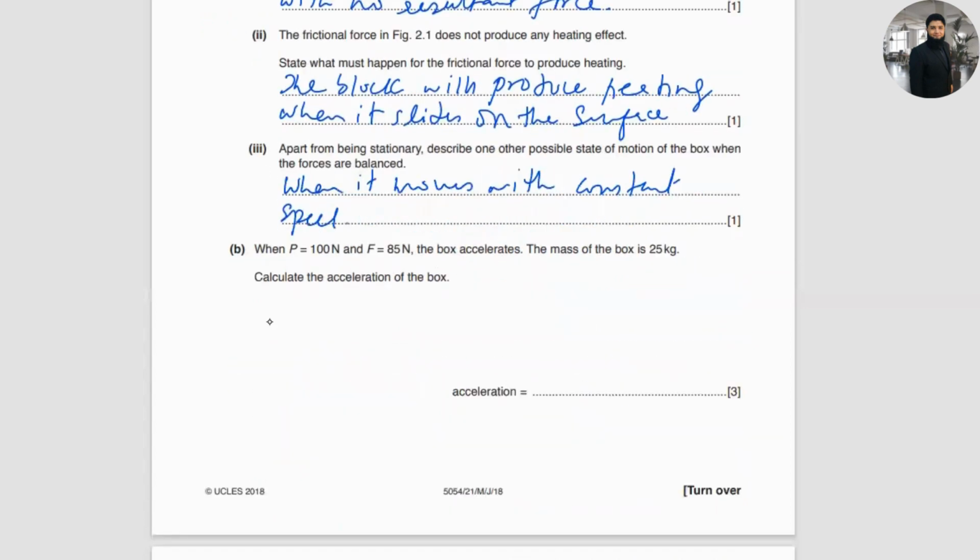Okay. When P is equal to 100 and F is equal to 85 Newton, the box accelerates. The mass of the box is 25 kg. Calculate the acceleration of the box. So F is equal to ma, Newton's second law, and it will be equal to 15 divided by the mass of the object, which is 25. So it will be equal to 0.6 meter per second square. How does this 15 come? To find the resultant, we have to subtract 100 minus 85 to get the resultant force acting on the box.